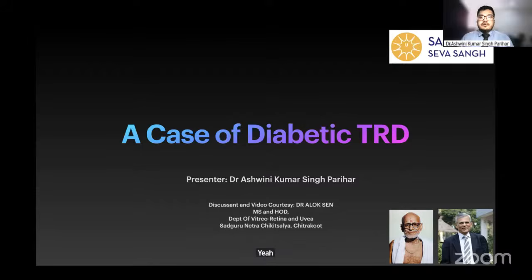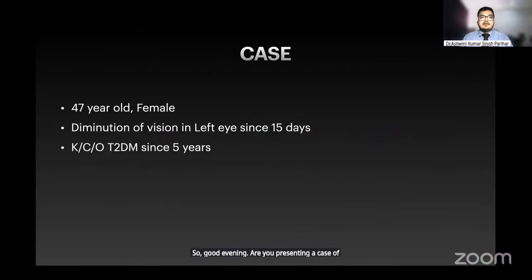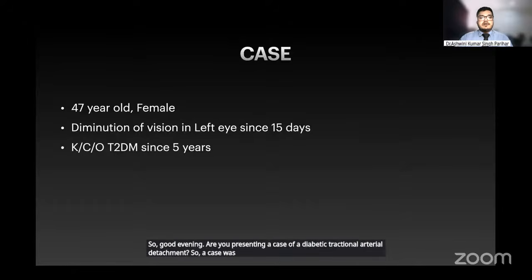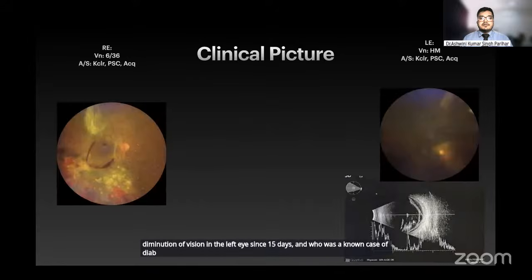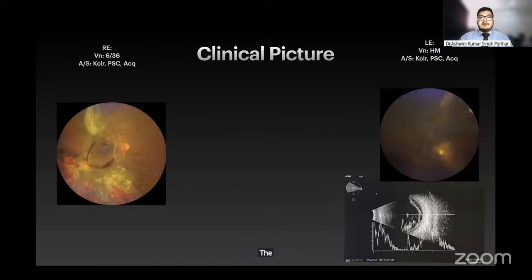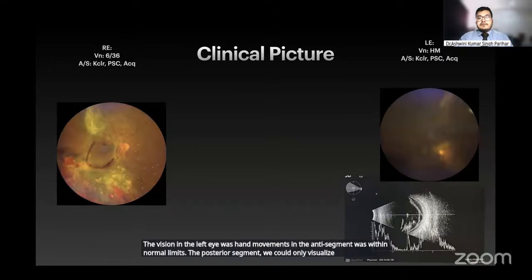Yeah. So good evening. I'll be presenting a case of a diabetic tractional retinal detachment. The case was a 47-year-old female who presented to us with diminution of vision in the left eye since 15 days and who was a known case of diabetes since 5 years. The vision in the left eye was hand movements and the anterior segment was within normal limits. In the posterior segment, we could only visualize vitreous hemorrhage and a fibrovascular proliferation at the disc itself. So we went ahead with the B scan, which showed medium to high reflective mobile vitreous echoes, suggestive of vitreous hemorrhage with a dense fibrovascular proliferative membrane attached to the posterior retina, which is causing tractional changes. So we planned this patient for a diabetic vitrectomy with preoperative anti-VEGF.